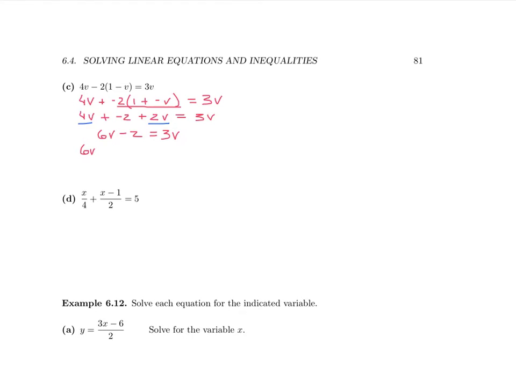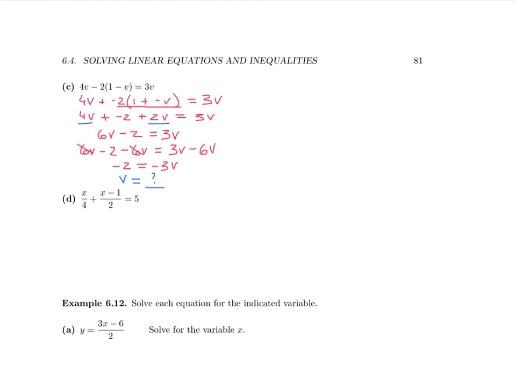So we would have 6v minus 2 minus 6v, and 3v minus 6v. Well, notice on the left side, 6v minus 6v is 0, so we arrive at a negative 2 on the left side. On the right side, 3v minus 6v gives a negative 3v. So we're getting close to having this equation solved. Remember, our goal should be v equals some number.